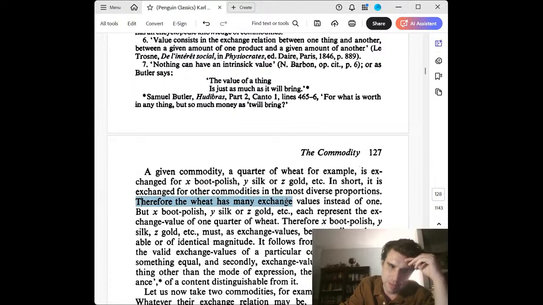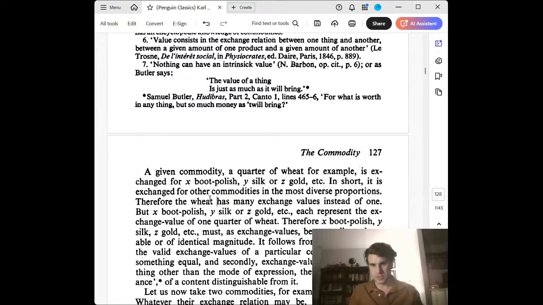Therefore, the wheat has many exchange values instead of 1. Or in our case, the bag has the exchange value of 2 boots, or it has the exchange value of 1,000 pencils, right? These are different exchange values because of the different things we could trade them for. But X boot polish, Y silk, Z gold are each represent the exchange value of 1/4 of wheat. So it's transitive, right?